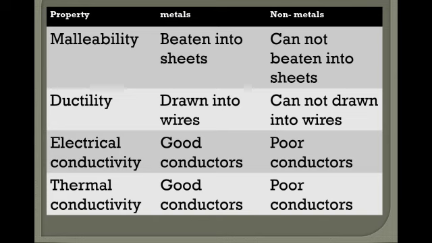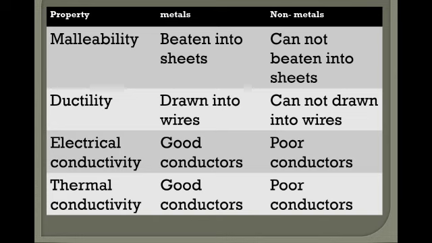Next is thermal conductivity. The word thermal is related to heat. So all the metals are good conductors of heat. They easily conduct heat, and that is why we use metals as cooking utensils. And non-metals are poor conductors of heat.